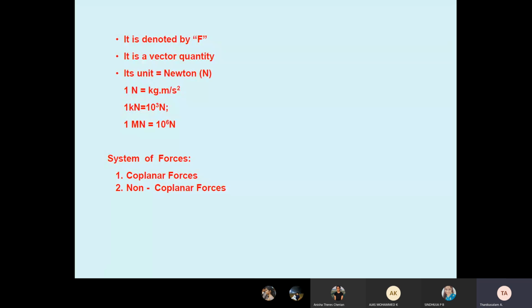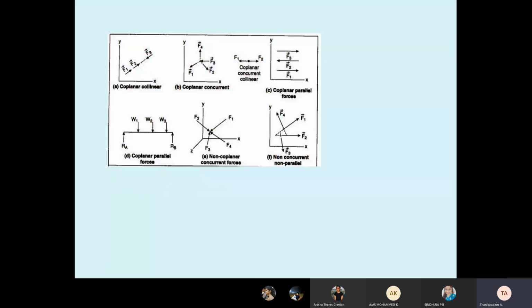Then we started the system of forces: coplanar forces and non-coplanar forces. Coplanar forces mean forces lying in the XY direction only. Forces lying in XYZ directions are called a non-coplanar force system. There are two force systems: first, the coplanar force system, and second, the non-coplanar force system. Coplanar means XY, a single plane. Non-coplanar means XY, XZ, YZ, so forces lying in 3 dimensions.